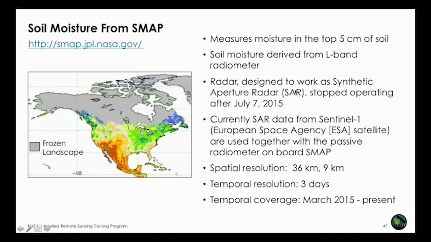And so now synthetic aperture radar from Sentinel is used in combination with this radiometer data to come up with the soil moisture product. The spatial resolution of this product is 36 kilometers and 9 kilometers. Both of these are available. Temporal resolution is 3 days. The entire globe is covered in about 3 days, and the data are available from March of 2015 to present.